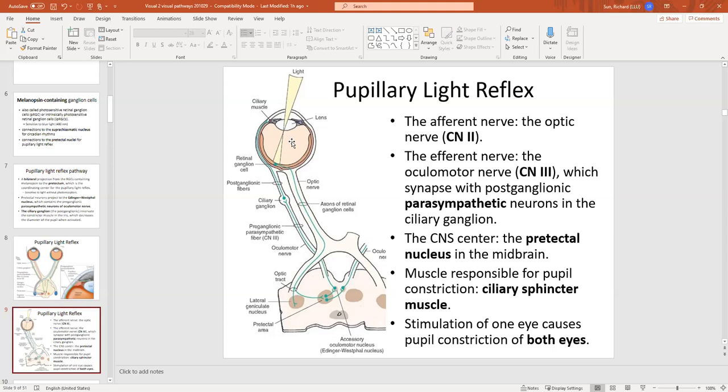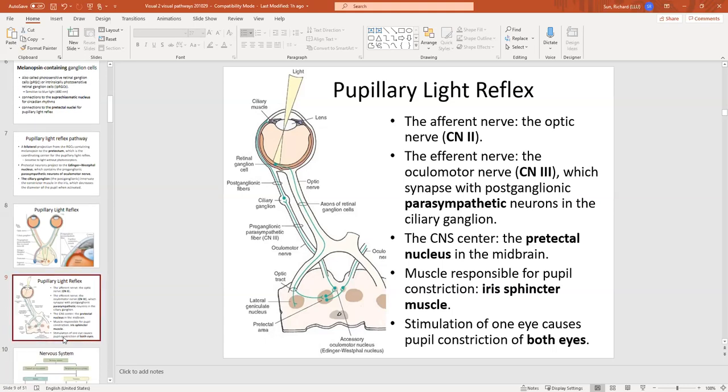So this is the autonomic. And in this case, it's a parasympathetic. So autonomic has two branches, right? Has the sympathetic and the parasympathetic. In this case, this is the parasympathetic. So we have the preganglion neuron, which is located in the Edinger-Westphal nucleus, and also the postganglion neuron, which is located in the ciliary ganglion, and cause the iris muscle constriction, pupil constriction. So that's that.